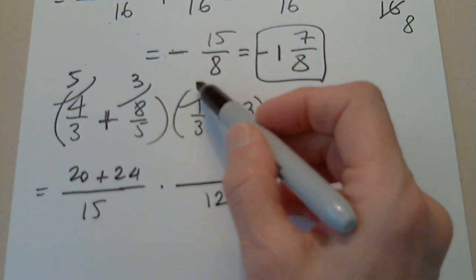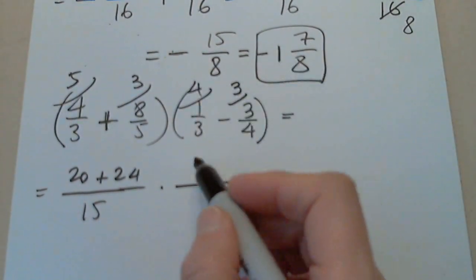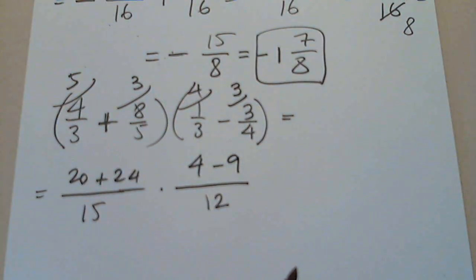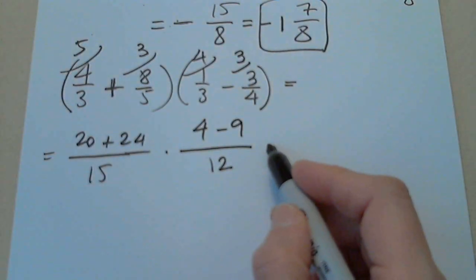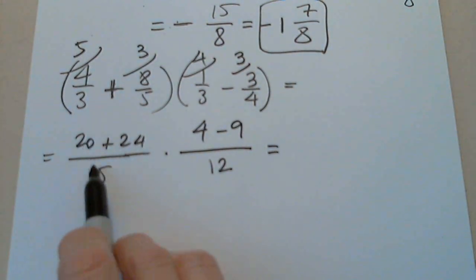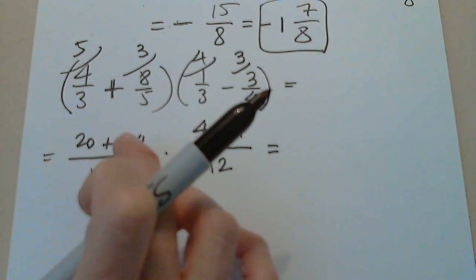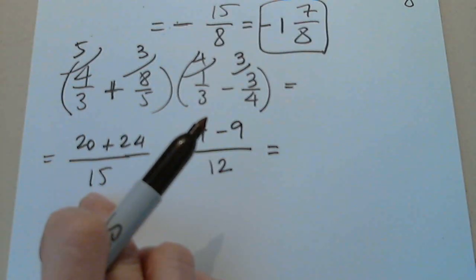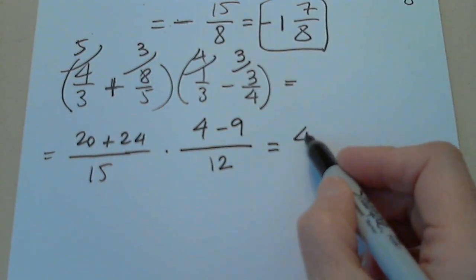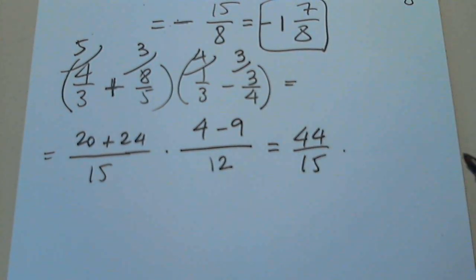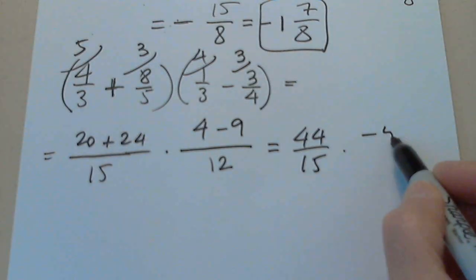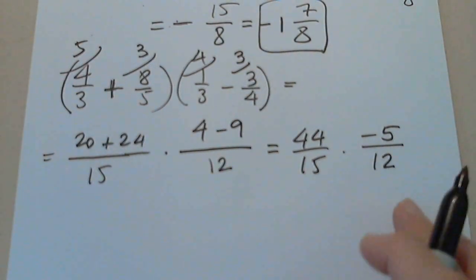The same, 4 and 3. So we have 4 minus 9. We continue. Do not try to simplify 20 with 15 because these are terms and this is a factor. Don't touch anything. So this is 44 over 15 times negative 5 over 12.